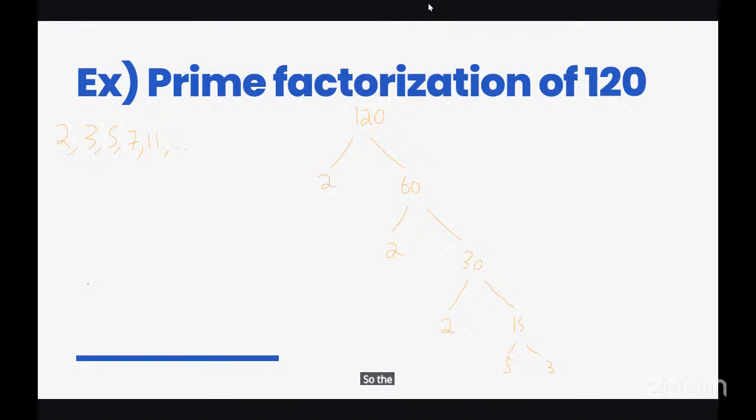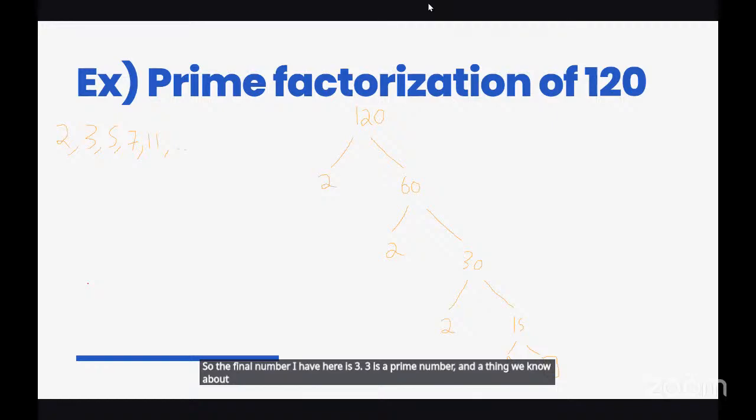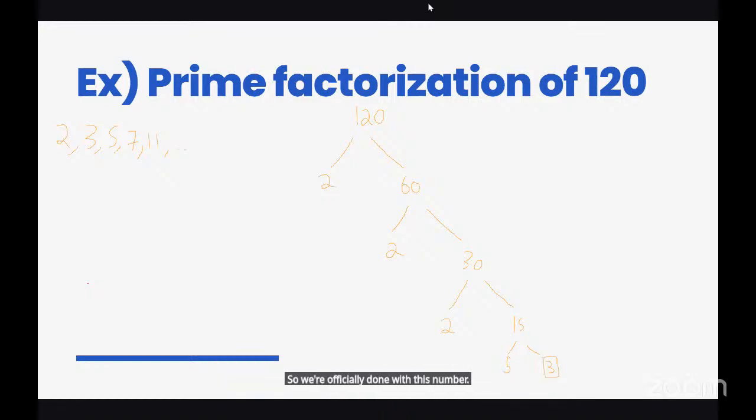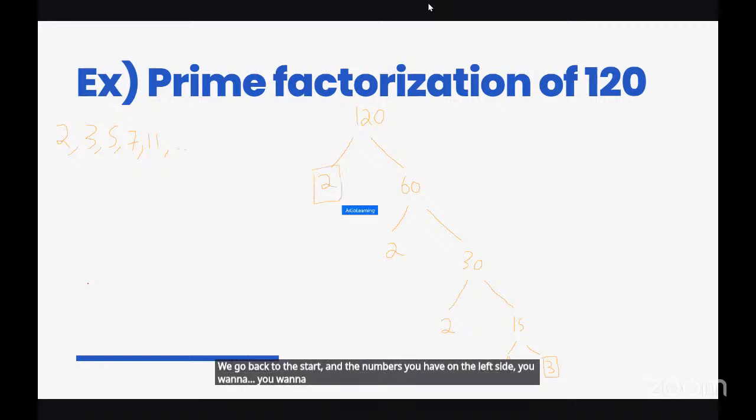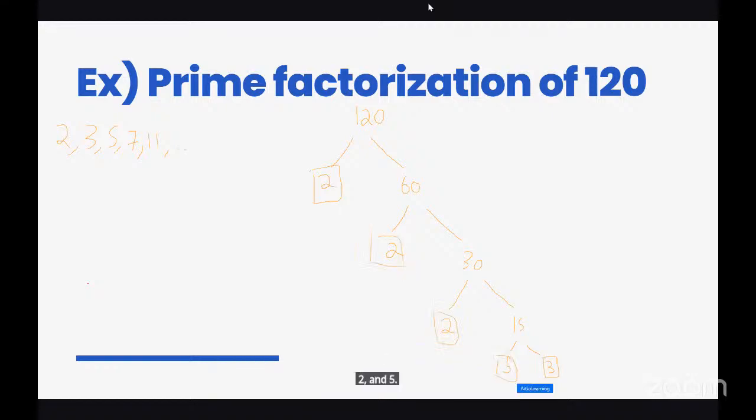So the final number I have here is 3. 3 is a prime number, and a thing we know about a prime number is that other than 1 and itself, it has no other factors. So we're officially done with this number. Now we go back to the start, and the numbers you have on the left side, you want to note them down. So 2, 2, 2, and 5. These are all the products we have. So 2 times 2 times 2 times 5 times 3 would equal 120.